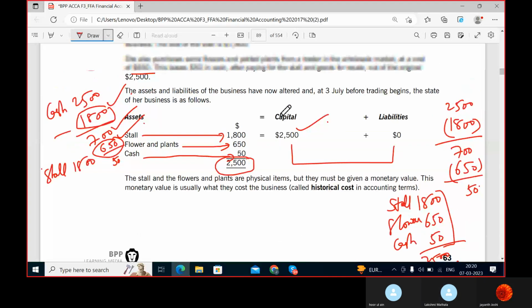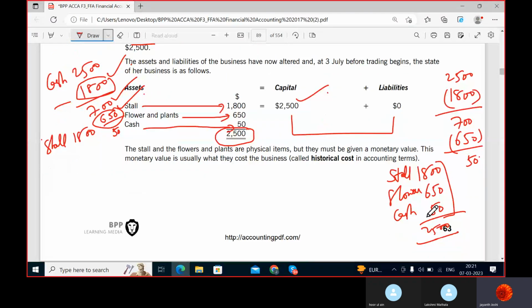Yes, sir. So cash is going out, and another asset is coming in of equivalent value. You have to use cash, so cash will decrease and that much equivalent value of asset will come into the business. Automatically, however much cash you are using for flowers and stall, that much value of asset you will be showing in the balance sheet. Now the leftover will be cash. That's it.